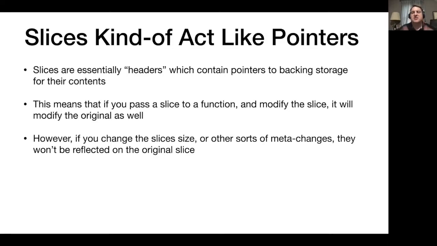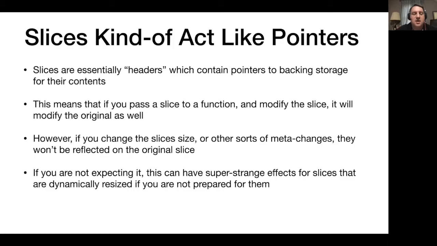So for example, if I get a subslice of a slice, that doesn't change the original slice. If I append to a slice, that doesn't change the original slice. But it can have strange effects for slices that are dynamically resized. So for example, if I take a subslice and then append to it, well, that might actually overwrite something that was in the original slice. So there's a lot of weird things that can happen.